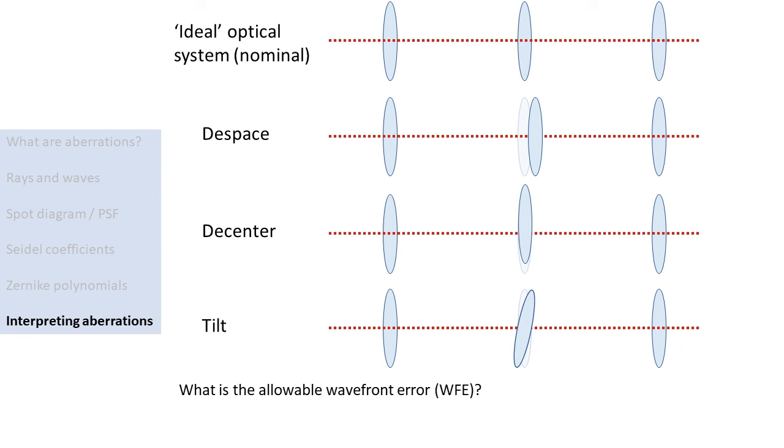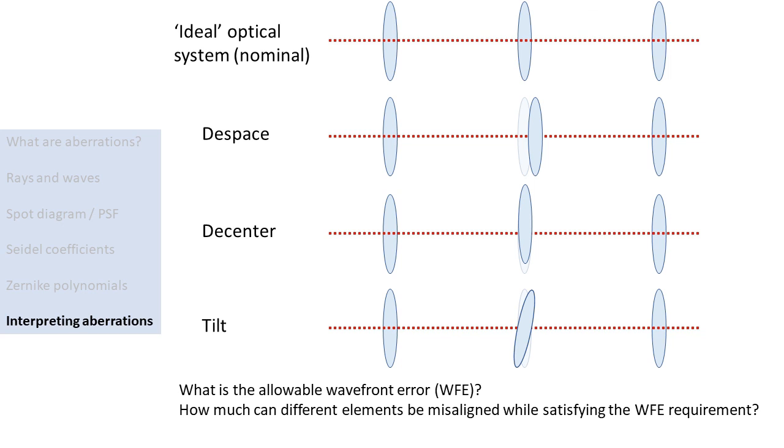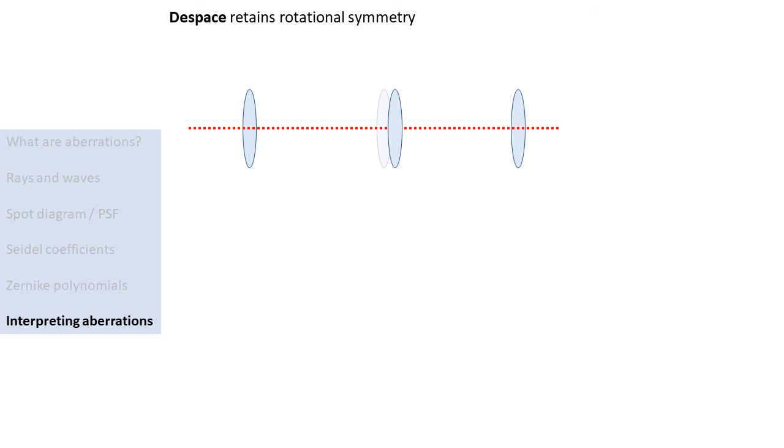One can use ray tracing software to see how misalignments of different lens elements affect the wavefront error. The wavefront error may be very sensitive to the misalignment of one lens element, but not another. So some lens elements would have tighter tolerances than others. Moreover, different sorts of misalignment will affect different types of aberrations. For example, if a lens element is despaced, the optical system is still rotationally symmetric.